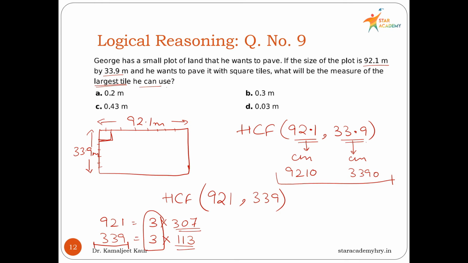So 3 is the highest common factor of these two. But we have skipped the decimal point, so again we need to put that decimal point after one place. That means the result is 0.3 meter. So here the correct answer is option B.